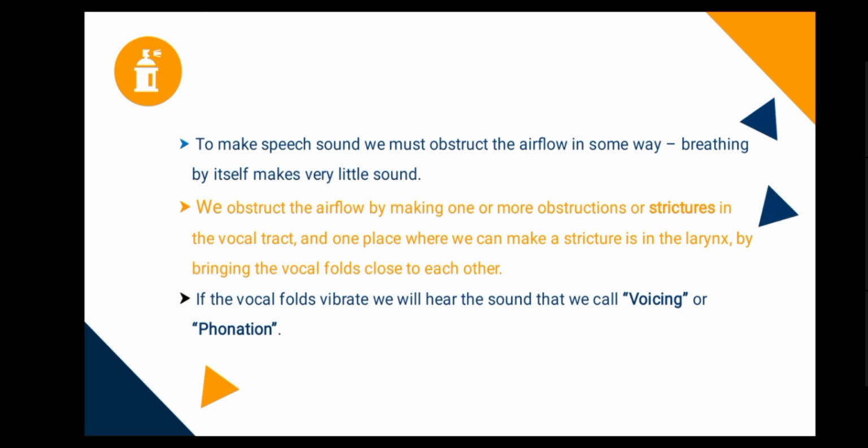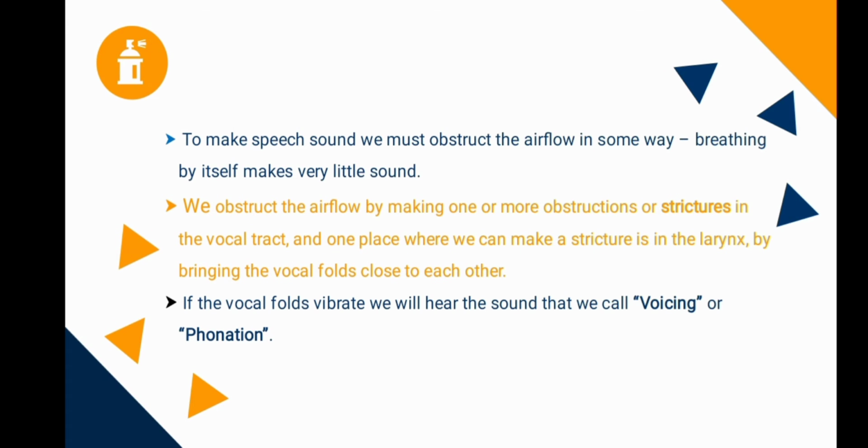To make speech sounds, we must obstruct the airflow in some way. Breathing by itself makes very little sound. We obstruct the airflow by making one or more obstructions or strictures in the vocal tract. And one place where we can make a stricture is in the larynx, by bringing the vocal folds close to each other. If the vocal folds vibrate, we will hear the sound that we call voicing or phonation.